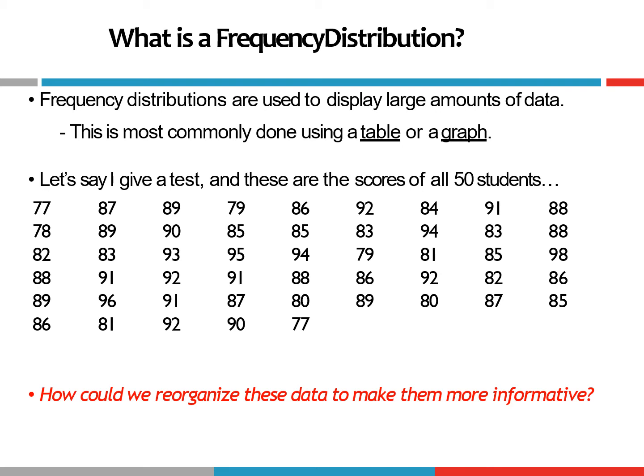Because right now it's just a jumble of numbers, and I'm not really able to extrapolate any useful information from it, right? So how can I make the way that my data is being displayed more informative?